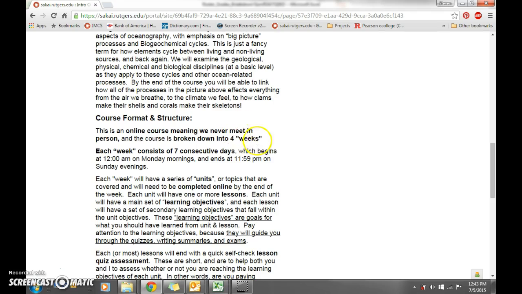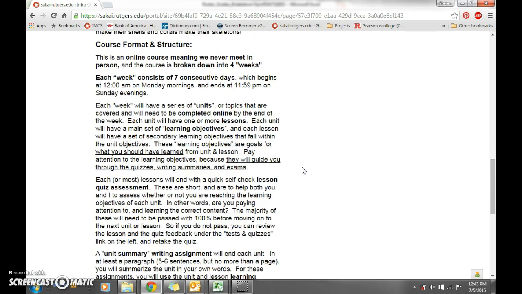All right, each of these 4 weeks is defined as 7 consecutive days. So it's not Monday through Friday, but each week will begin at 12 a.m. on Monday. And then you'll have until 11:59 p.m. on Sunday evenings to complete everything for each week. And what do you need to complete? Each week is made up of a handful of units that are to be completed all online. Each unit has 1 to several lessons within them.